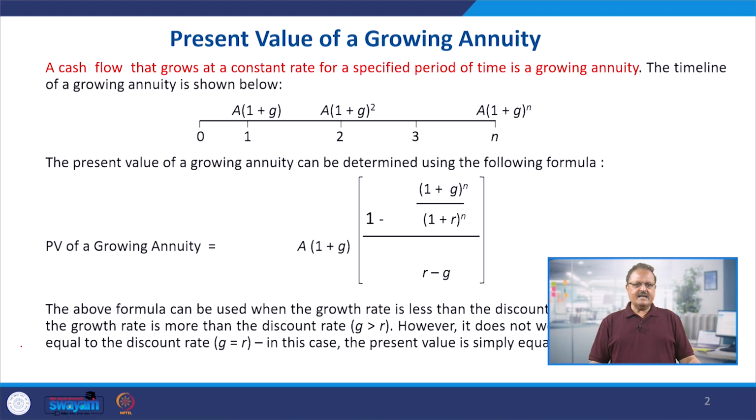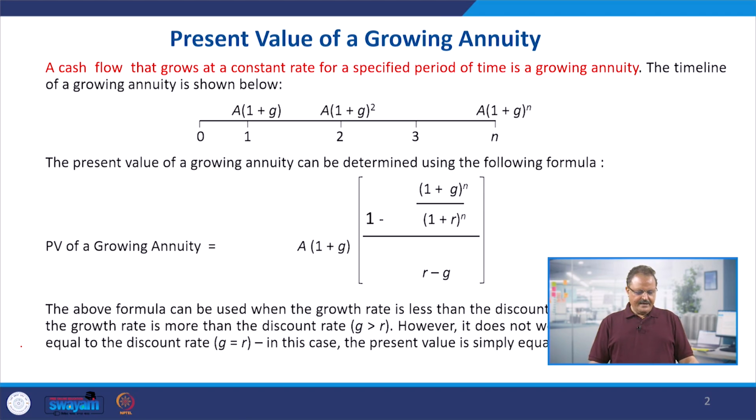And now, after understanding the annuity and calculating the present and future value of an annuity, we'll be learning about calculating the present value of a growing annuity. So first we will understand what the growing annuity is. Basically, the growing annuity is a cash flow that grows at a constant rate for a specified period of time.